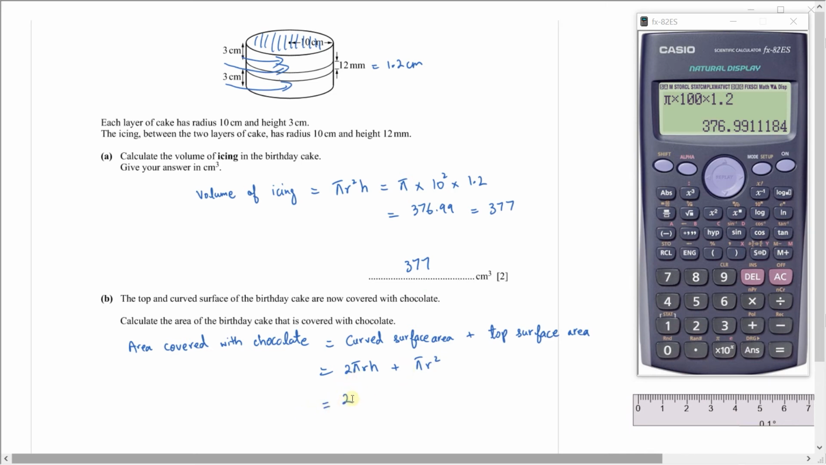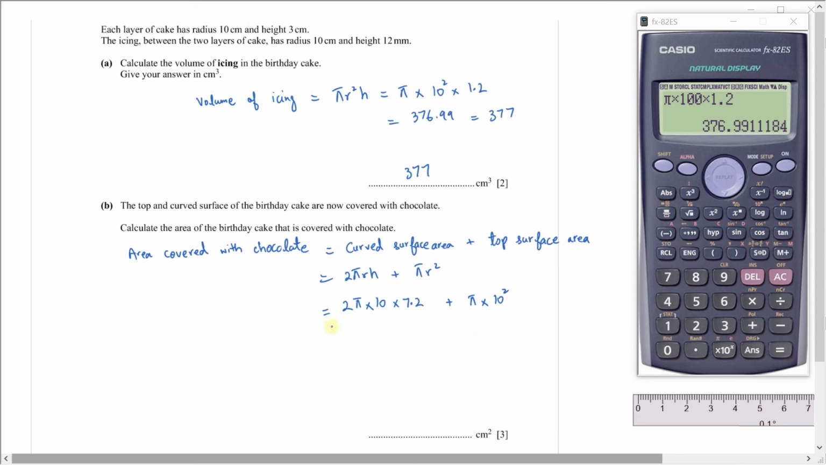So this will be 2 into pi into radius of this cylinder, which is 10. Height of this cylinder is this full height, which is 3 centimeters plus 3 centimeters, which is 6. 6 plus 1.2 is 7.2. So your total height of the cylinder is 7.2 centimeters, plus pi into r square. So the top is a circle with radius 10, so 10 square.